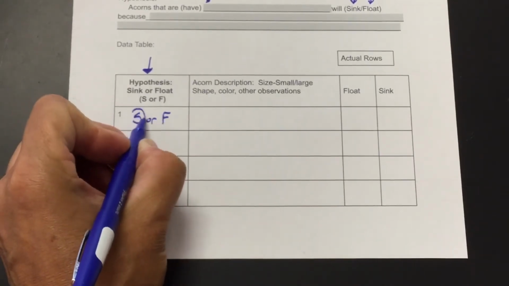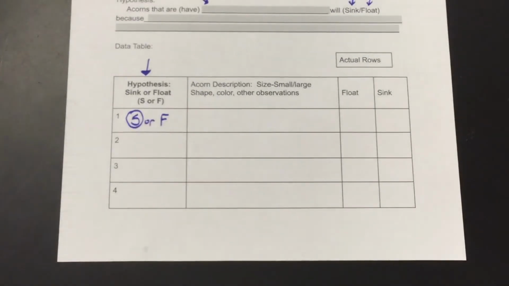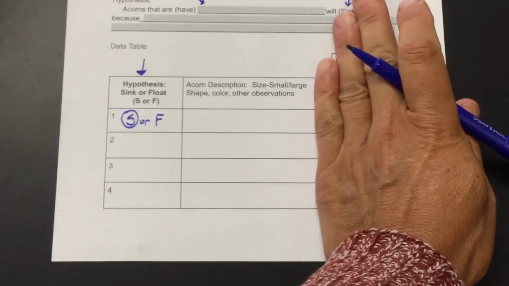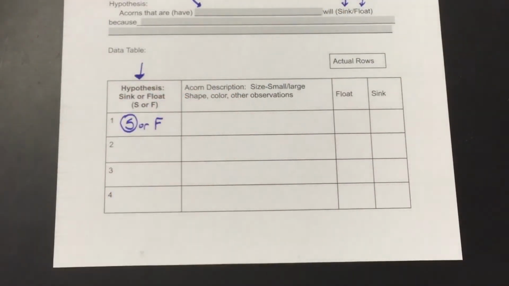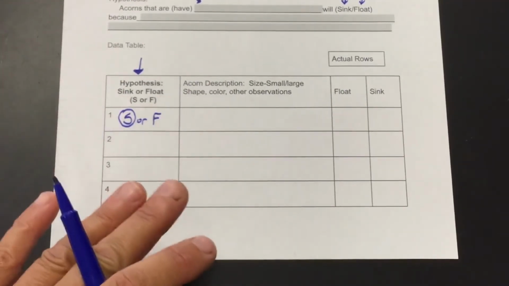So maybe I think the first one's going to sink. I'll just put an S there. And then you guys are going to describe it for me. You're going to use those observation skills. Don't worry about the last 2 columns yet. We're going to leave them blank. We're just going through and filling out all our hypotheses for those 10 acorns. So I'm going to pull this form away, and I'm going to show you guys numbers 1 through 10 here for these particular acorns.